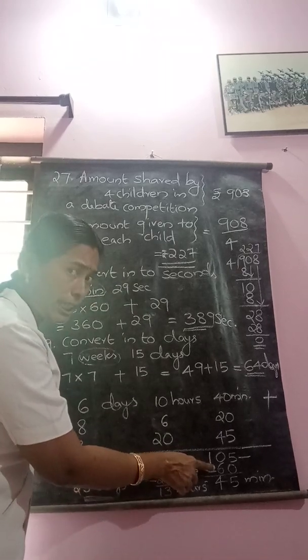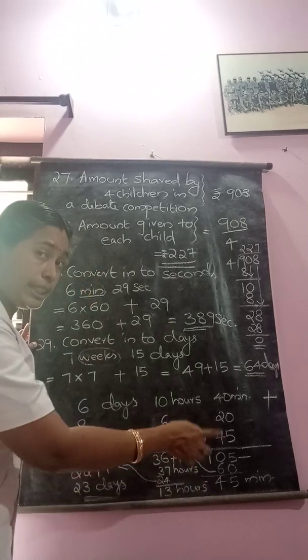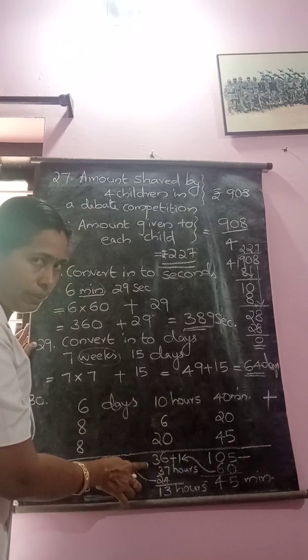Actually we have subtracted 60, no? And take that 60 to our next column. Take that 60 to our next column. And the next column total is 36 we have.